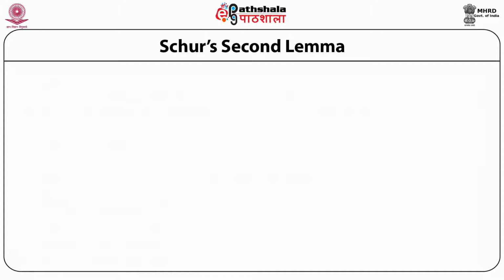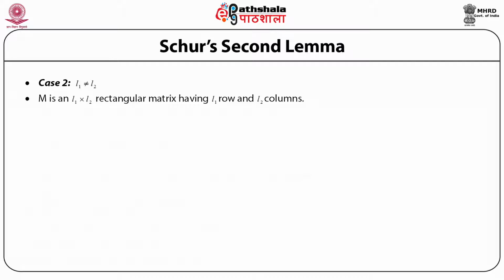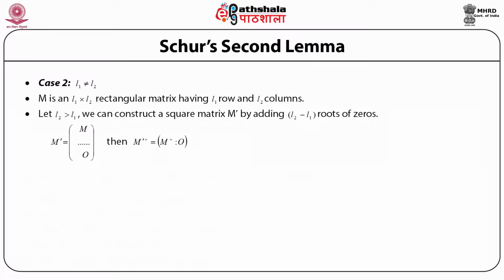Now we consider the case when the dimensions of the irreducible representations are not equal. That is, n1 is not equal to n2. Therefore, in this case, M is an n1 cross n2 rectangular matrix having n1 rows and n2 columns. Let n2 be greater than n1. We can construct a square matrix M prime by adding to this matrix M, n2 minus n1 zeros. That is, M prime can be written as M and a matrix 0, such that M prime dagger becomes a row matrix M dagger and 0.